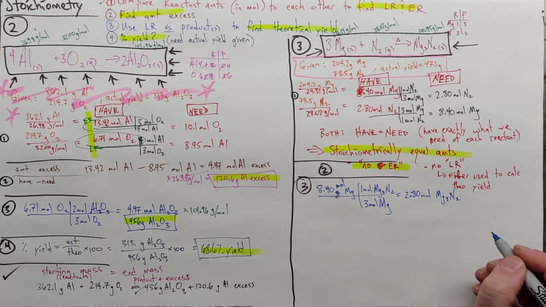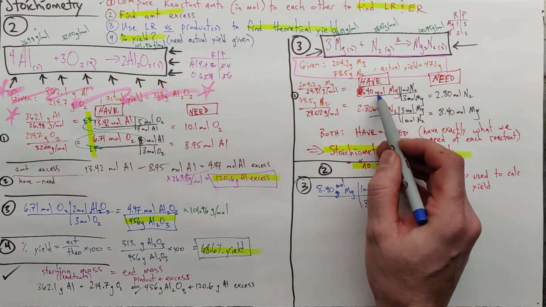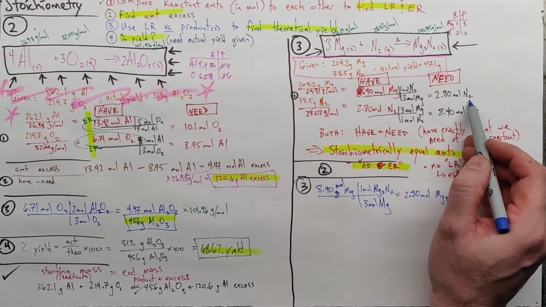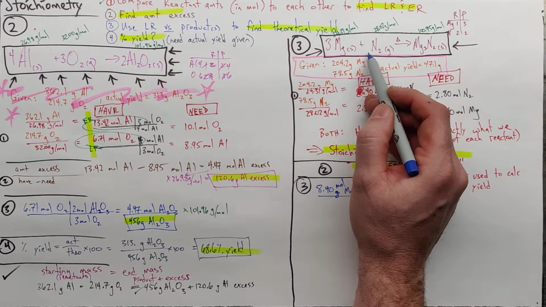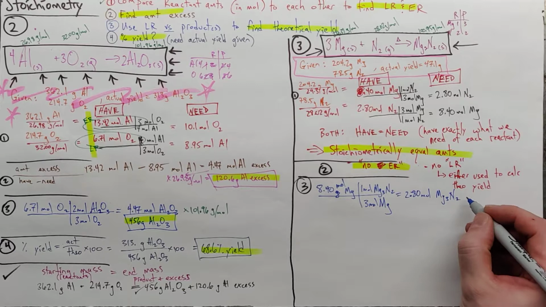And that makes sense because it is a 1:3 ratio, exactly how the nitrogen was, and we came up with needing 2.80 moles of nitrogen. So given 2.80 moles of nitrogen, we would expect to make 2.80 moles of magnesium nitride. So that's set up right there. This is our theoretical yield.